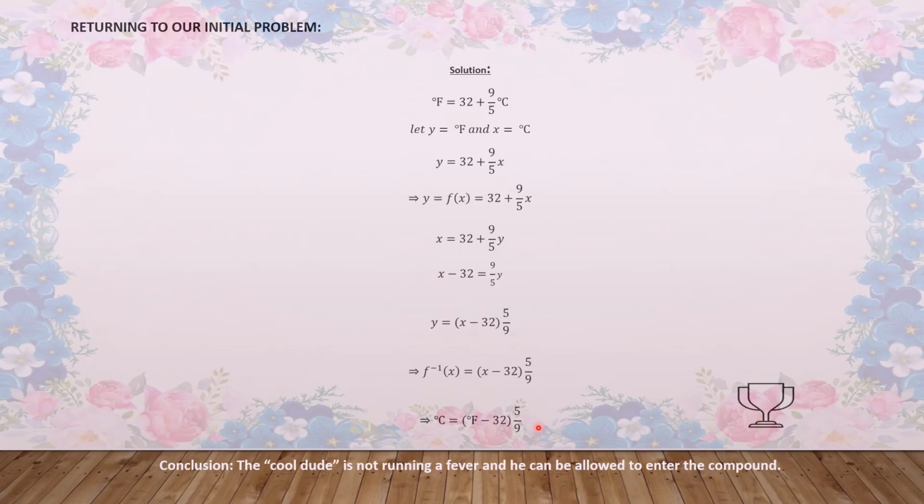So the conclusion the security guard can make is that the cool dude is not running a fever. He's not running a fever, and he can be allowed to enter the compound. Alright, so this is the decision. This is what the security guard can conclude out of all of this. So the cool dude can actually enter the compound.